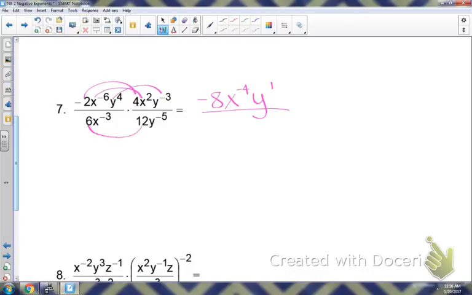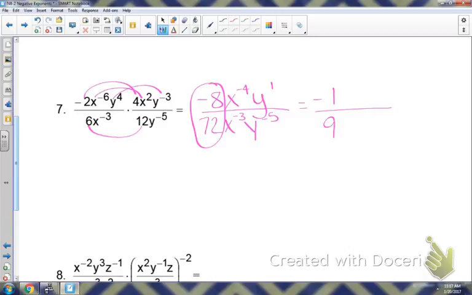Denominators, multiply those coefficients, so you get 72. We have an x that we can't multiply with the y, so I'll bring it over and then bring over that y term. So same thing as the last one. Let's go ahead and reduce our coefficients. That will equal negative 1 over 9.